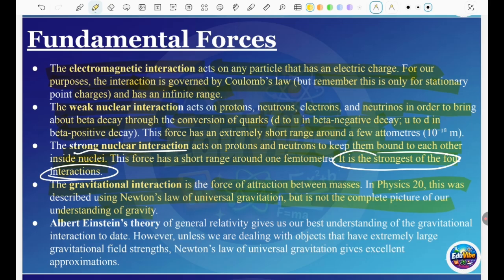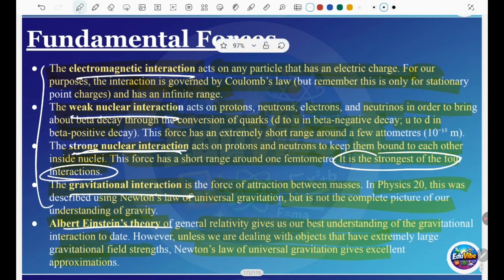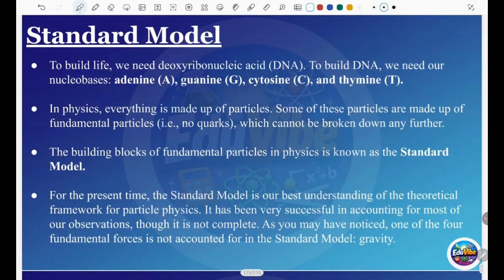So these are the main four fundamental forces. But you have a fifth one: Albert Einstein's theory of general relativity gives us our best understanding of gravitational attraction to date. However, unless we are dealing with objects that have an extremely large gravitational field, Newton's law of universal gravitation gives excellent approximations. You discuss that in higher studies, not for now. These are the four fundamental forces, these four only. This is just an overview of that, and now some overview of the Standard Model.